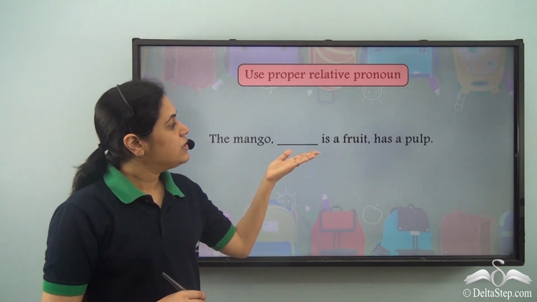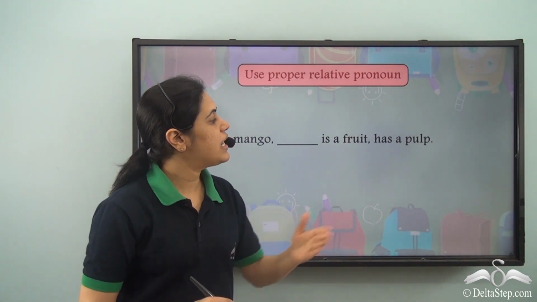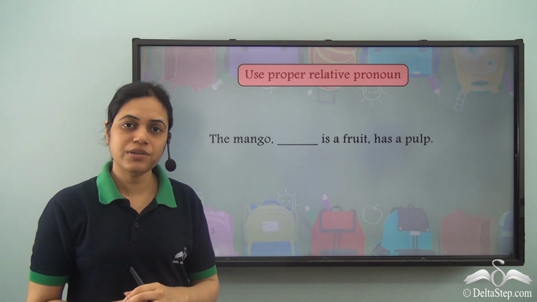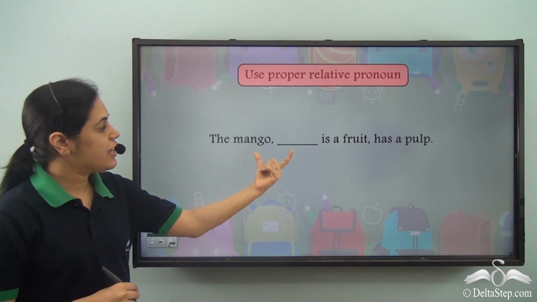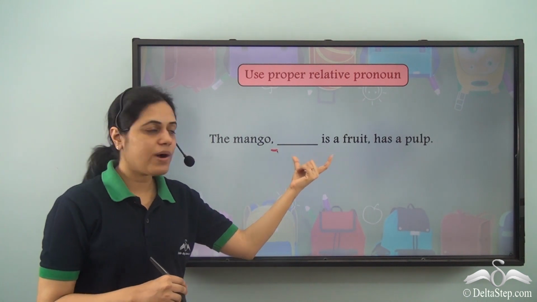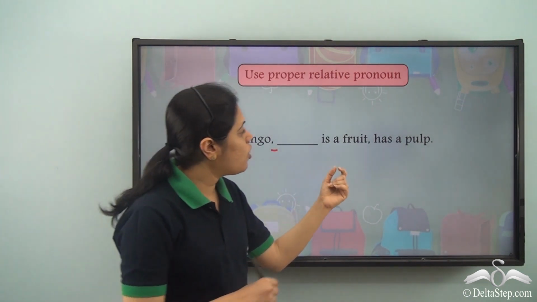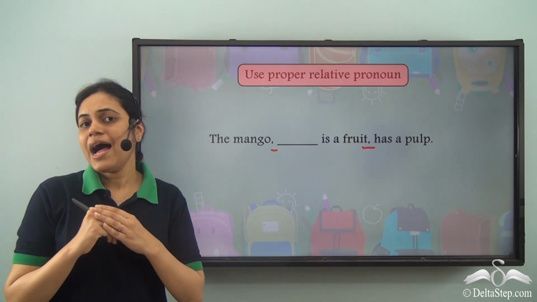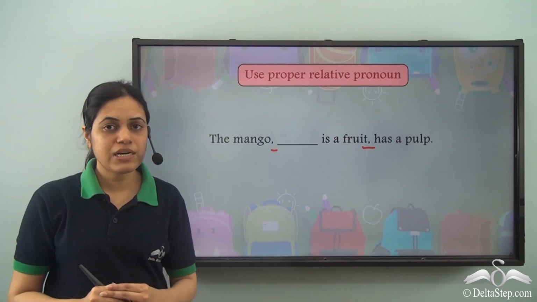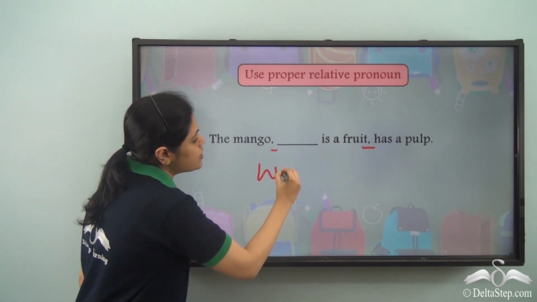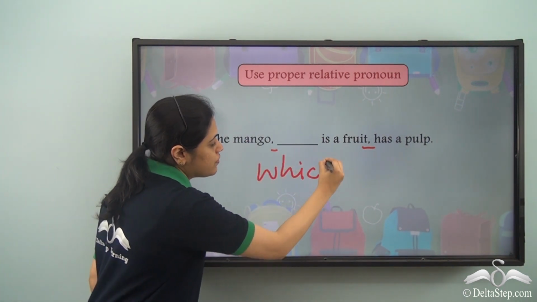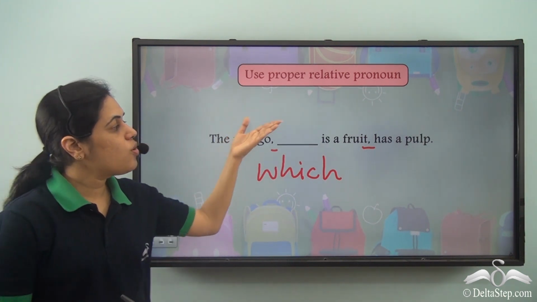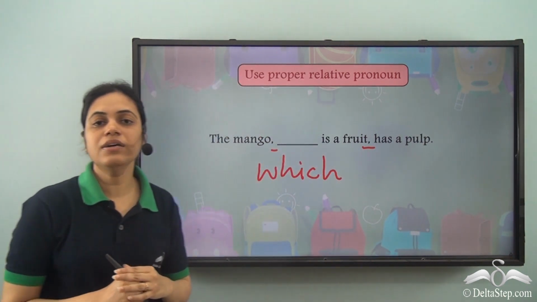The mango dash is a fruit has a pulp. What is the relative pronoun that I can use here? Well, if you see, I have commas here. The mango, comma, dash is a fruit, comma. I never use that with commas. I always use which. So the answer will be the mango, which is a fruit, has a pulp.